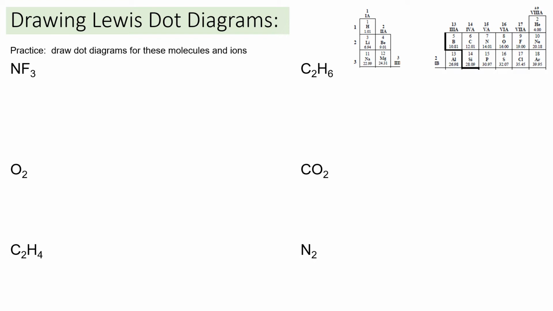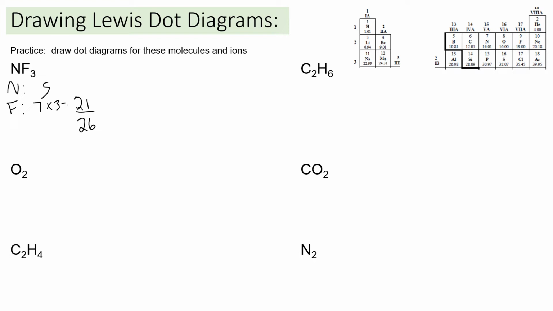Let's do a few more of these, and if you'd like to, pause the video right here and try these on your own, and then you can turn it back on and check your answers. So NF3, starting with the valence electrons, nitrogen has 5. Fluorine has 7 times 3 is 21. So that gives us a total of 26 valence electrons.